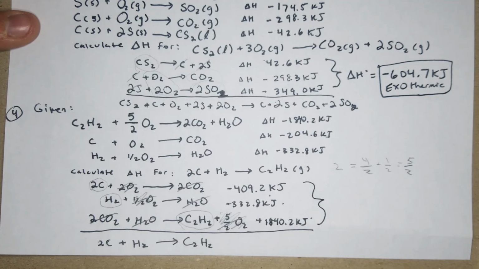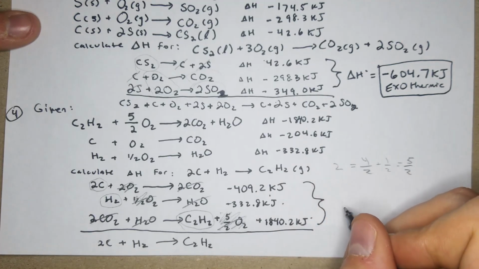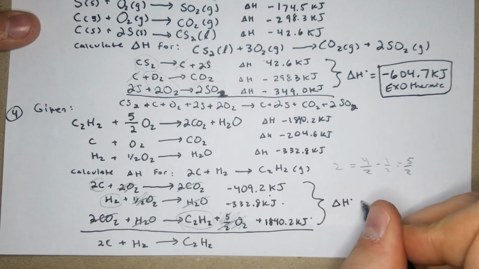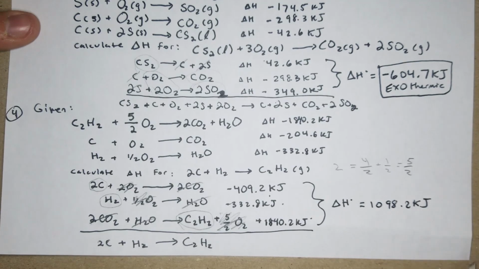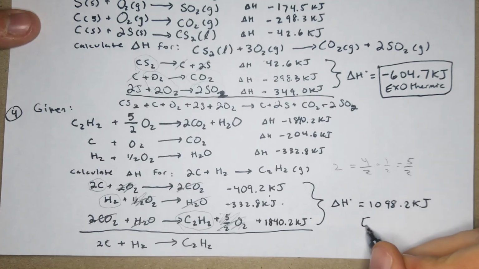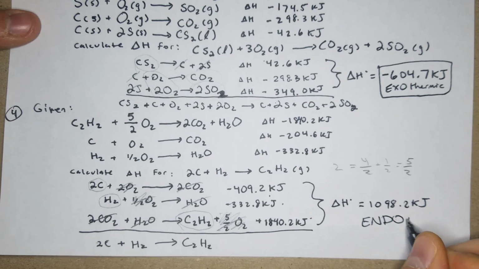And honestly, like I said, the better you get at these, the fewer steps that you're going to need to do, and that will save you in the end from more calculation errors. Because you can imagine if we had 7 different steps here, and we're putting 7 different numbers into the calculator, we have a much greater chance of making some kind of a clerical error along the way. So we're going to end up with 1098.2 kilojoules, and it's positive, so that's going to be endothermic.